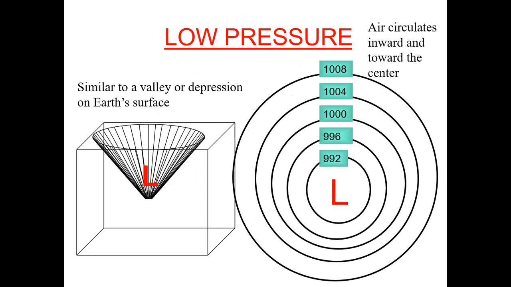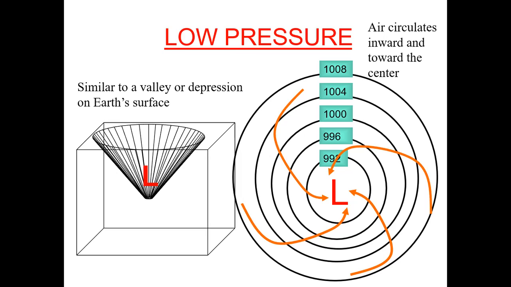So for low pressure systems, we have a little bit of a difference as compared to highs. First of all, the low pressure systems are similar to a valley or a depression on Earth's surface. So you notice how there's a dip on that figure there on the left, and I have my red L, my low pressure, in the deepest part of that, right? The image on the right shows the horizontal. Air circulates inward and blows towards the center. Right? So see how these orange arrows are all converging or coming together right at the center of that lowest pressure system, the lowest point, the lowest barometric pressure associated with the low center.